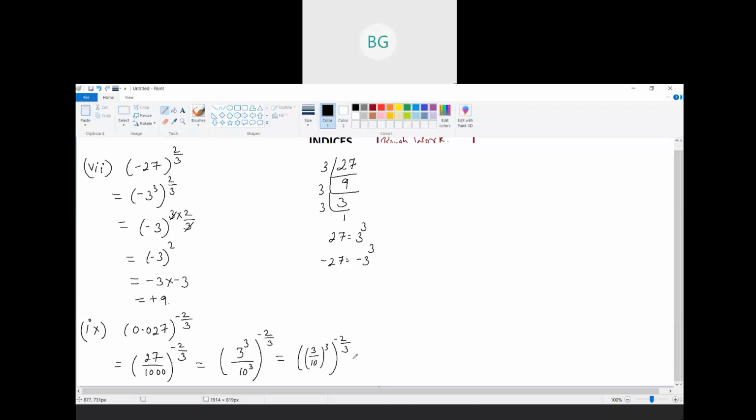So now multiplying the powers. So we get 3 by 10 to the power 3 into minus 2 by 3. So 3 gets cancelled. We get 3 by 10 to the power minus 2. Now as we can see, the power is negative. So we will take reciprocal of the base. So it becomes 10 by 3, and then the power will become positive. So it becomes 2.